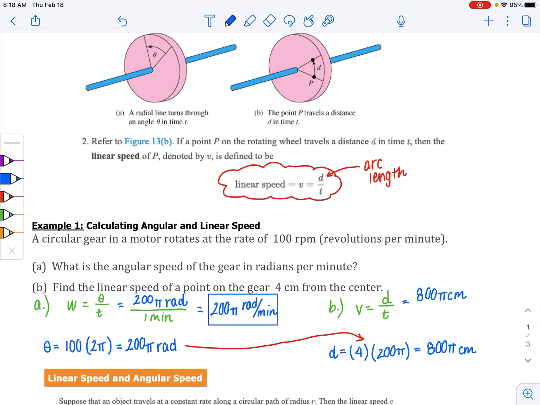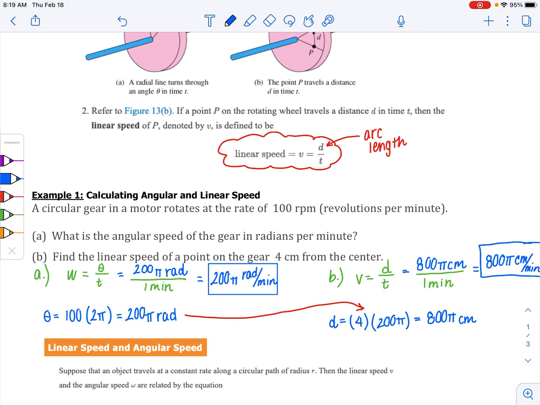And my denominator is still going to be 1 minute based on the first problem. So they kind of build together. Then we're going to simplify by just combining our units. So we're going to have 800 pi centimeters per minute. There we go. Squeeze that in. That is your linear speed.